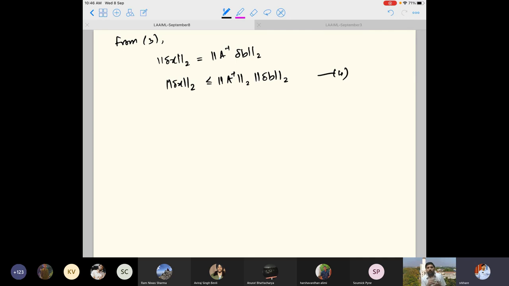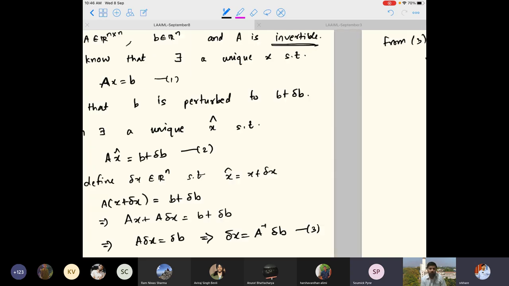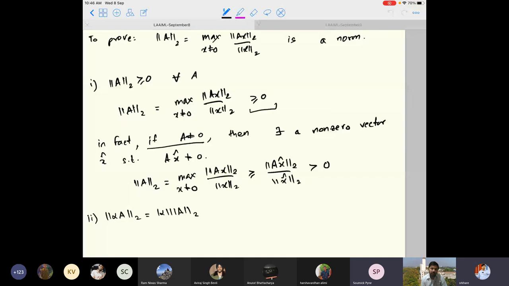Is this statement clear to you? What have I done? How do I arrive at 4? Which result have I used? Which property have I used? Submultiplicativity, basically this theorem.